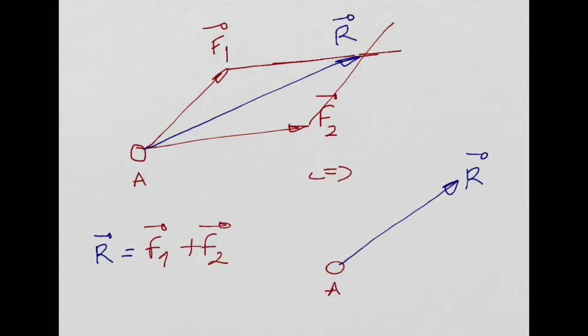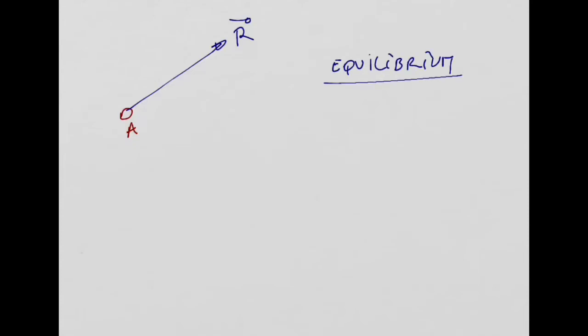Okay, so we have now a particle under the action of one single force, which is the resultant. How do I say that this particle is in equilibrium? So what I have to do is, I'm just going to write it here again. So for the equilibrium of this particle, what I'm going to say is that this resultant needs to be equal to 0. All right?